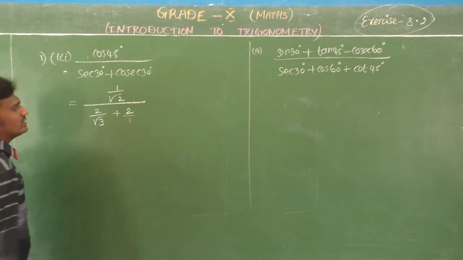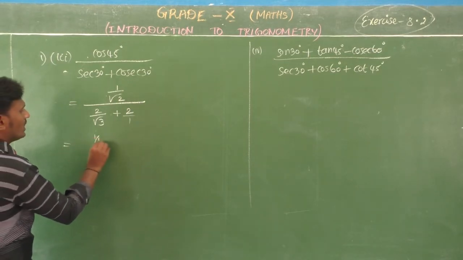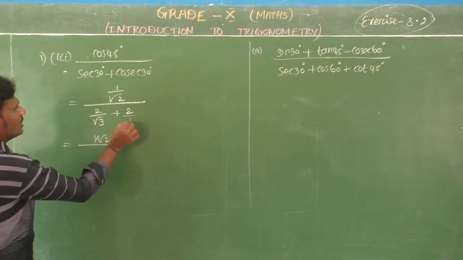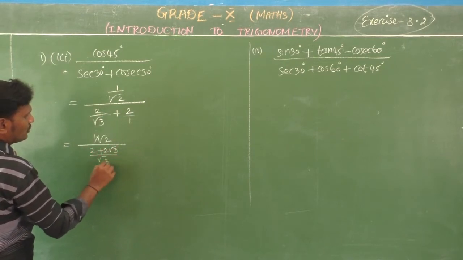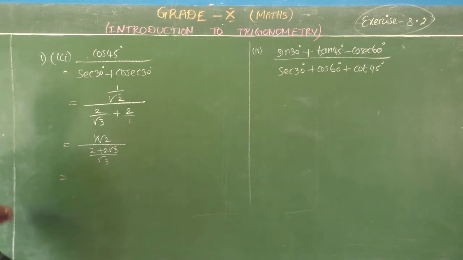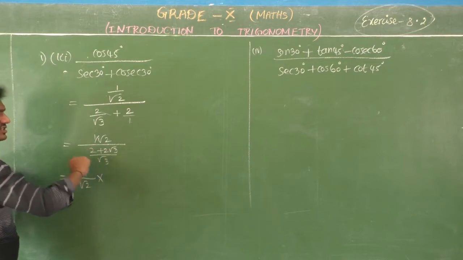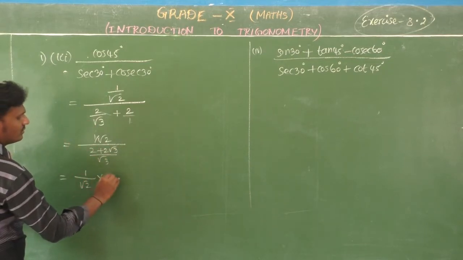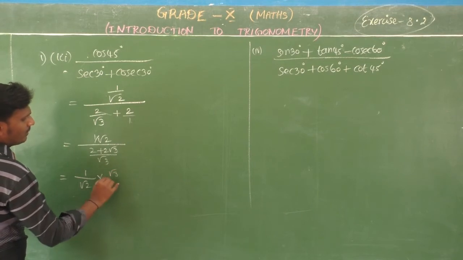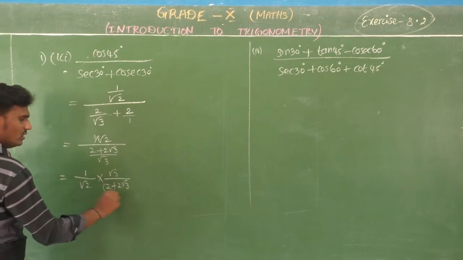Now I am going to take a cross multiplication in the denominator to get 1 by root 2, the whole divided by 2 plus 2 root 3, the whole divided by root 3. Now the first fraction is 1 by root 2, and the denominator fraction has to become a reciprocal. So what will come? Root 3 by 2 plus 2 root 3.